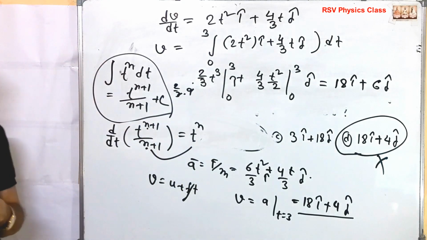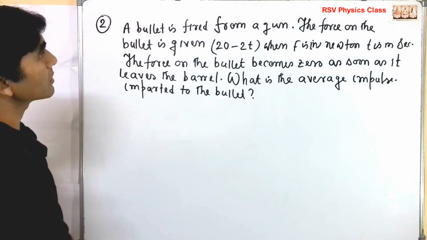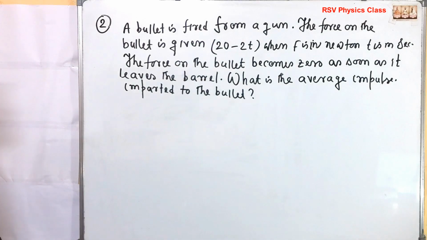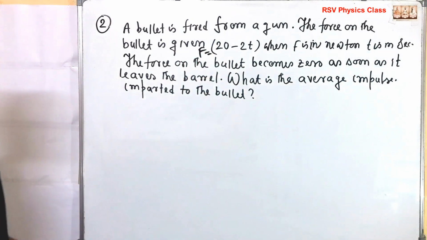Okay, number 2. A bullet is fired from a gun. The force on the bullet is given by F equal to 20 minus 2t, where F is in newtons and t is in seconds. The force on the bullet becomes 0 as soon as it leaves the barrel. Okay, what is the average impulse imparted to the bullet?